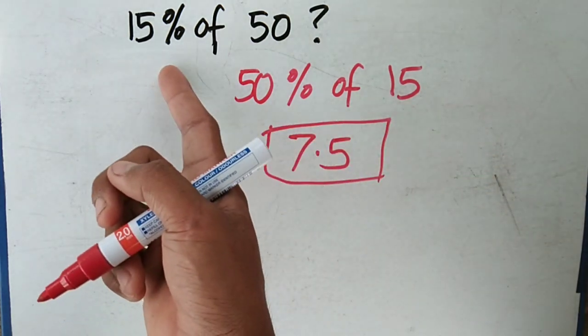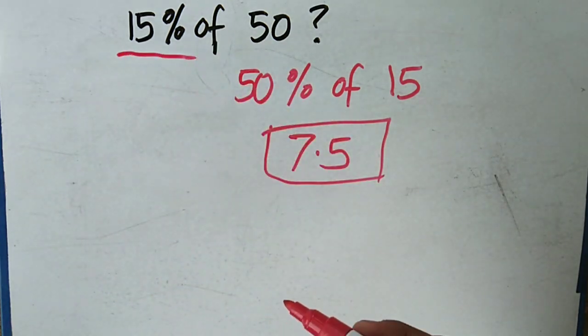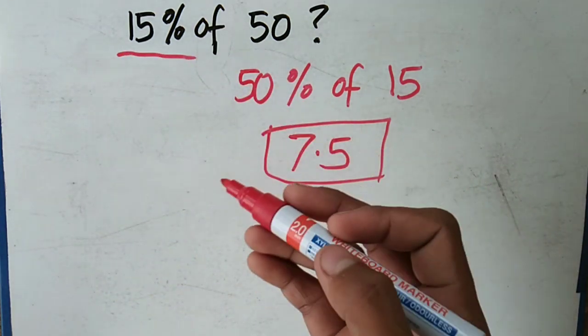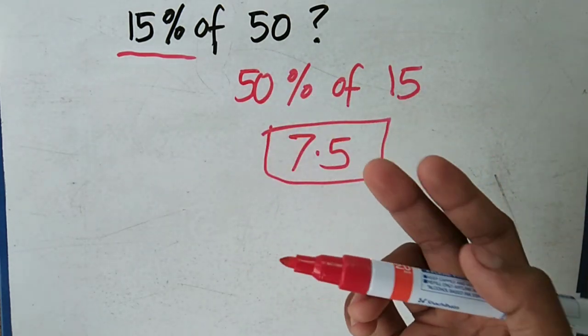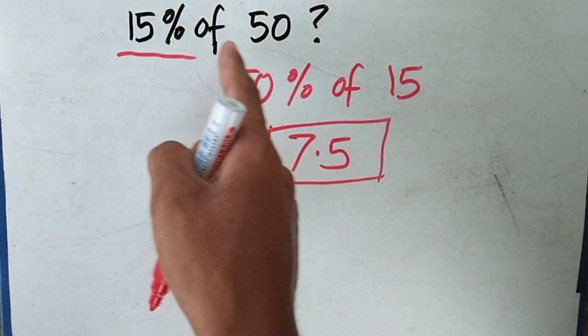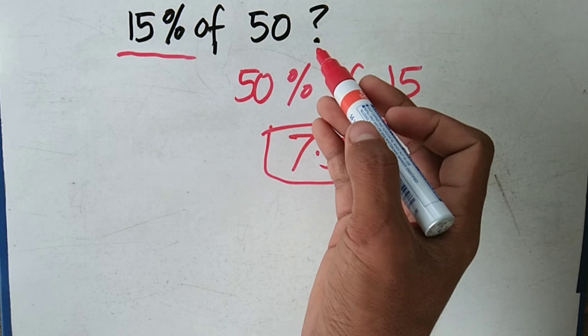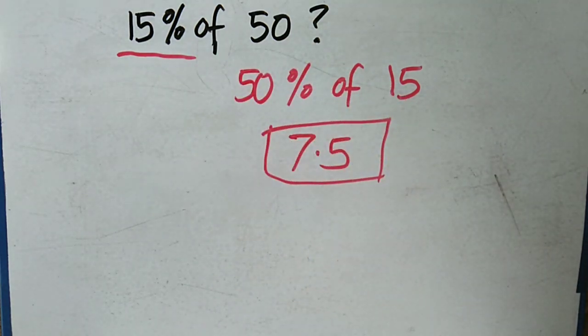Kaysa naman 15% of 50. I-convert natin yung 15% sa decimal, we have 0.15. Tapos i-multiply natin sa 50. So medyo hindi maganda yon. Kaya I prefer na dapat alam nyo yung eto na pwede natin tong i-flip. Naging 50% of 15. So sana nagets nyo.